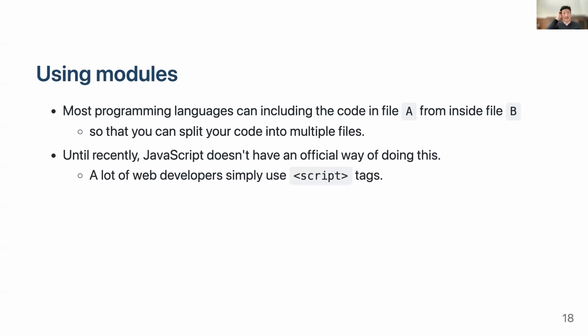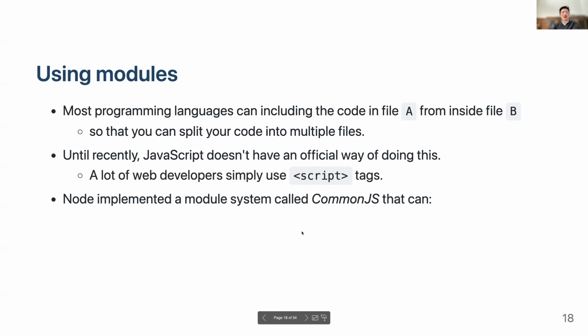At that time, if you have a website, you have to use a script tag to load some JS files. And as I said, for Node, you can't use a script tag because there's no HTML file to include a script tag. It doesn't have this ES module thing when it was first created. So instead, it created its own module system called CommonJS.